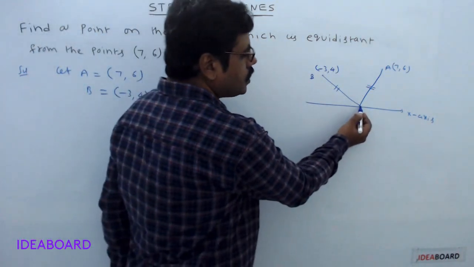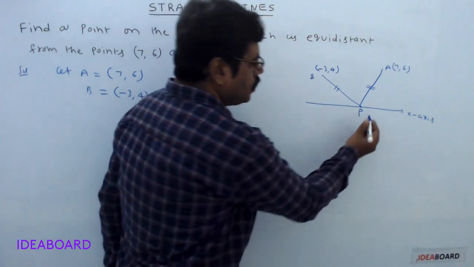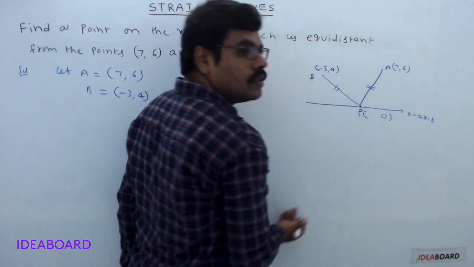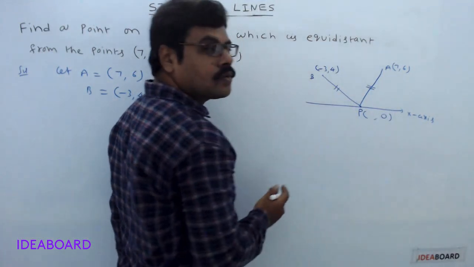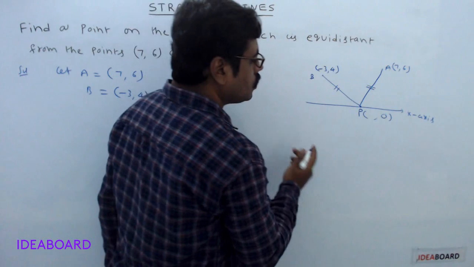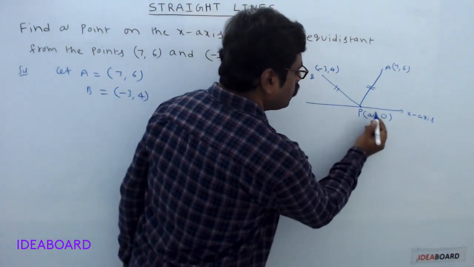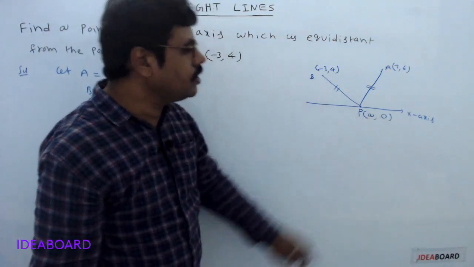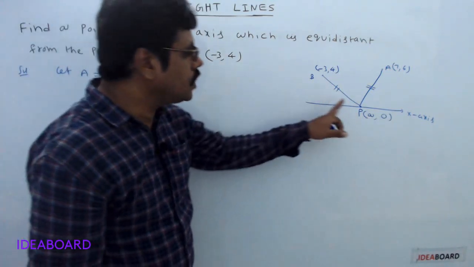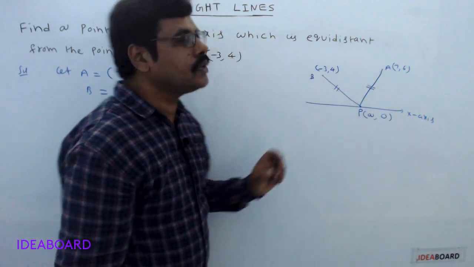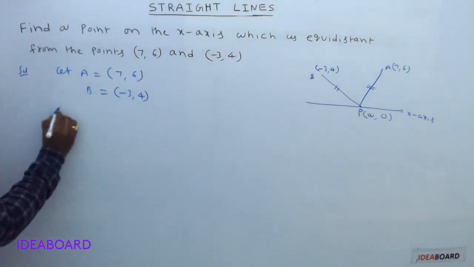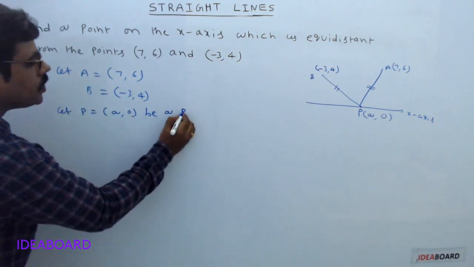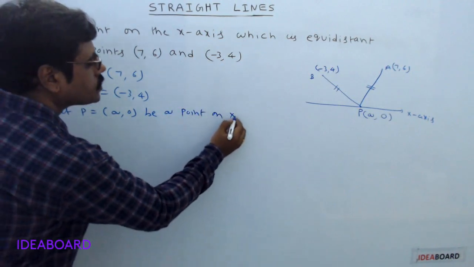Now here P is a point on x-axis. So if you take any point on x-axis, its y-coordinate value is 0. Here we don't know the x-coordinate value of P, so you can denote it with a. So P point coordinates can be taken as a comma 0. Now use the condition PA equals PB. Let P equals a comma 0 be a point on x-axis.